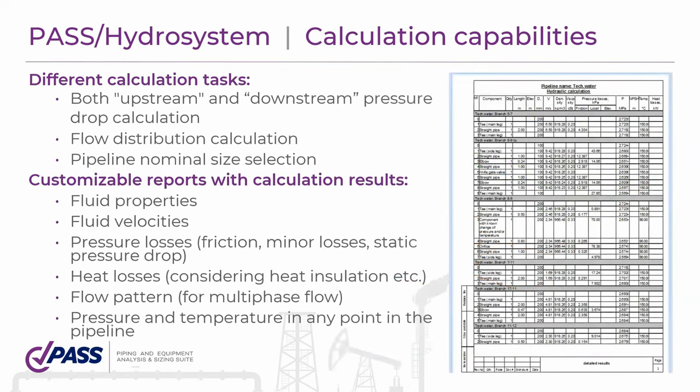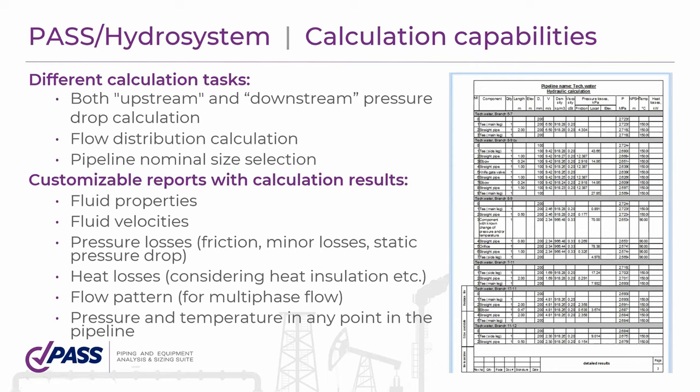HYDROSYSTEM can solve different calculation tasks. In HYDROSYSTEM, you can perform upstream and downstream pressure drop calculation. You can perform flow distribution calculation if you need to find out how flows will distribute inside your big pipeline with multiple inlets and multiple outlets. It also can perform piping system nominal size selection. So if you want to find out what diameters you need for your pipeline, you can use HYDROSYSTEM for that too.